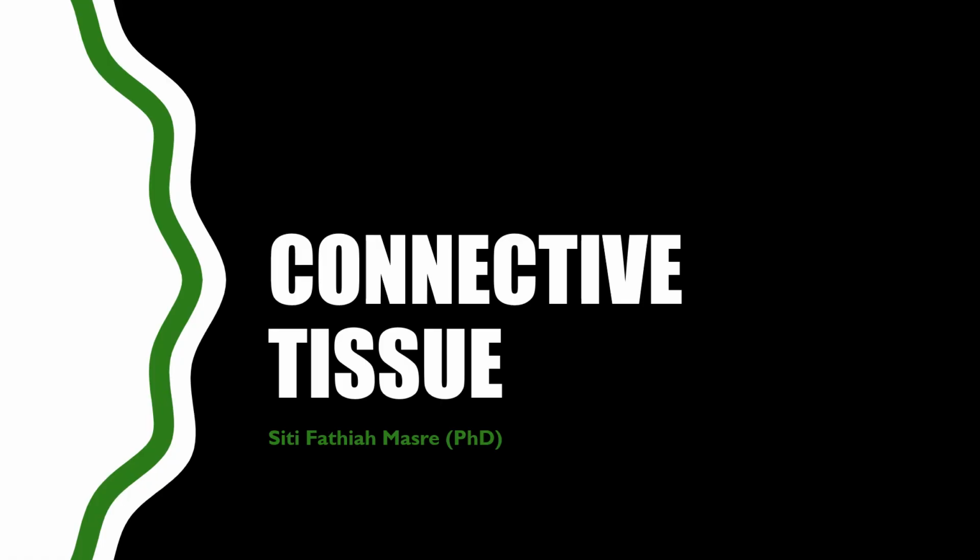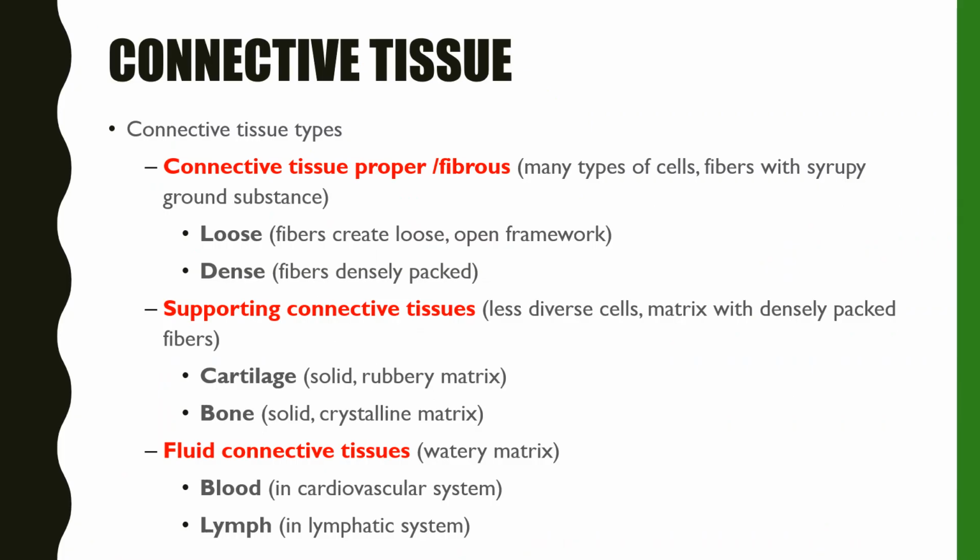Okay, we have done the epithelial tissue. Now we move on to the second tissue, which is the connective tissue. You still remember we have several connective tissue types: the connective tissue proper, which consists of loose and dense, then we have supporting connective tissues, which have cartilage and bone, and we also have fluid connective tissues, which are blood and lymph.